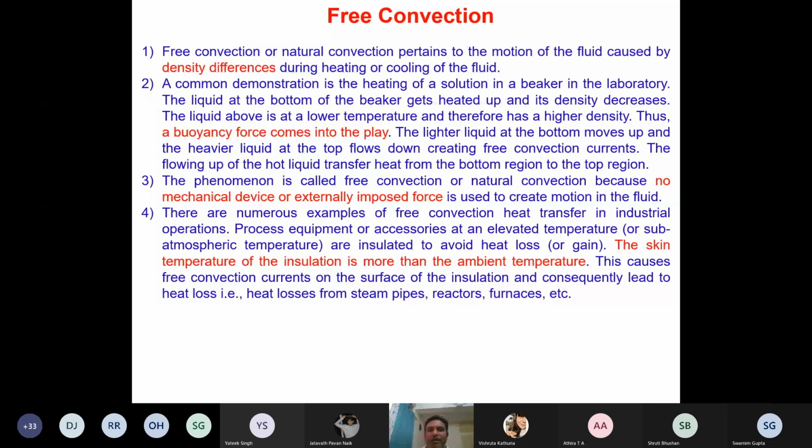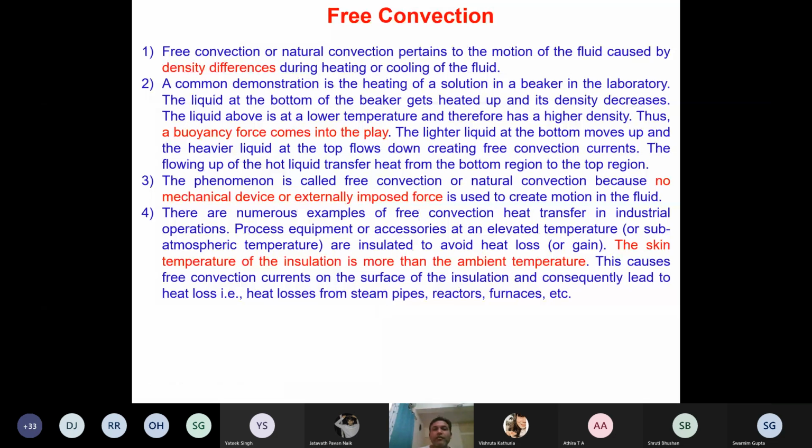Okay, so this is commonly seen when the steam pipes or the reactor vessels or furnaces are surrounded by insulating materials. Even though the insulating material is there, the temperature of the surface of the insulating material is going to be higher than the ambient temperature, and therefore the heat loss takes place by free convection. So these are the common examples.